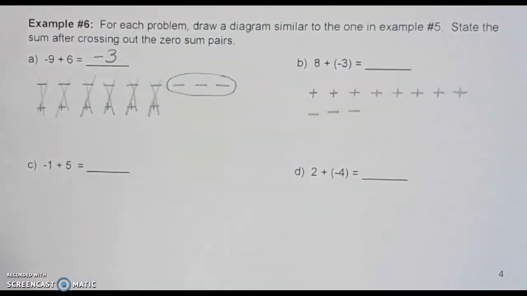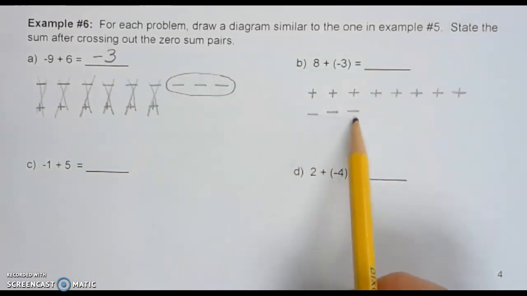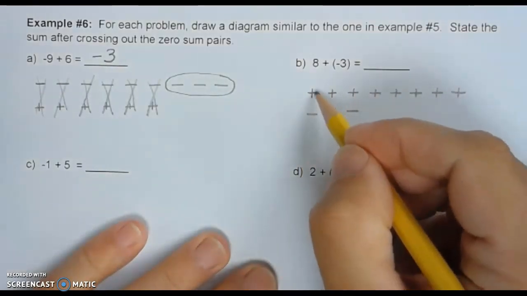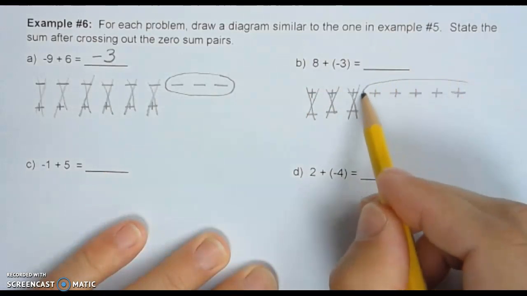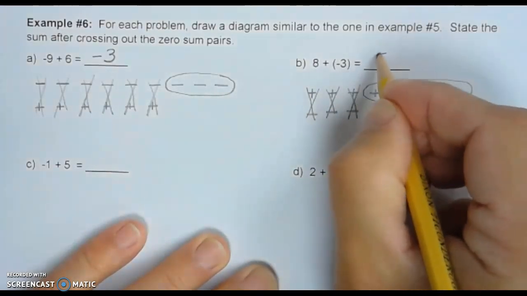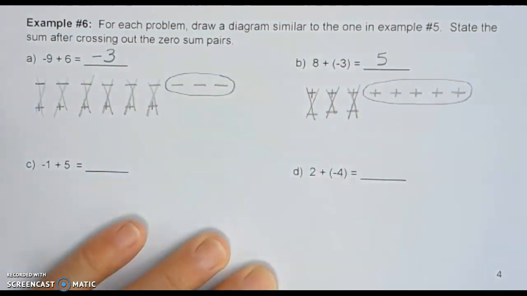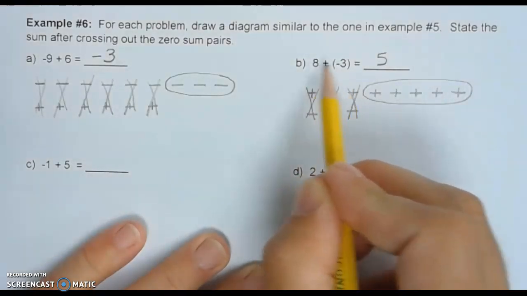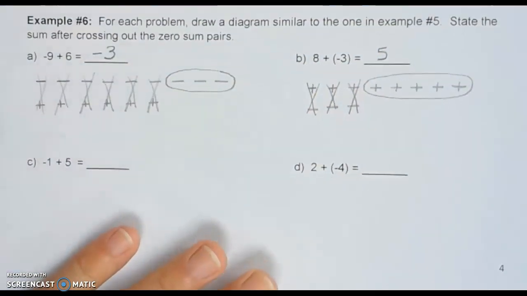In example B, I've got 8 positives for 8. I have 3 negatives for -3. Now let's cross out the zero-sum pairs. 1, 2, 3 zero-sum pairs. And notice that we have 1, 2, 3, 4, 5 positives left over. 8 plus -3 is equal to 5. And again, when the signs are different, it's a subtraction. 8 minus 3, there's our 5, and they're positive because we had the positives left over.